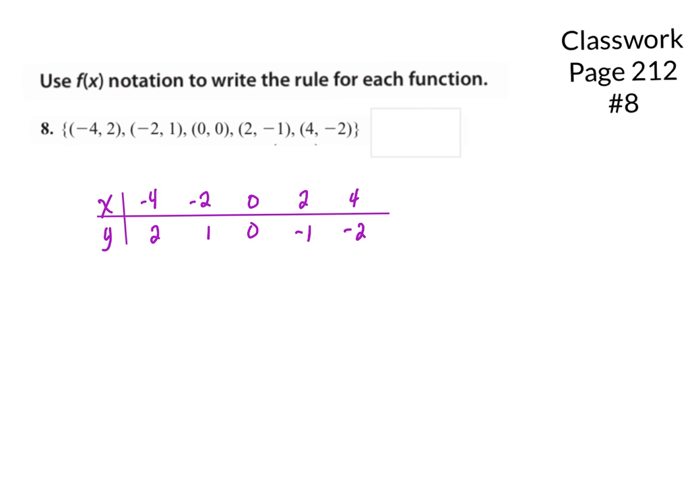So what's happening from x to x? Well, how do you go from x to x? You're adding 2. Those are all going to be +2. How are you going from y to y? You're subtracting 1. So what is your rule? Dawson, did you want to answer this? What's your rule?